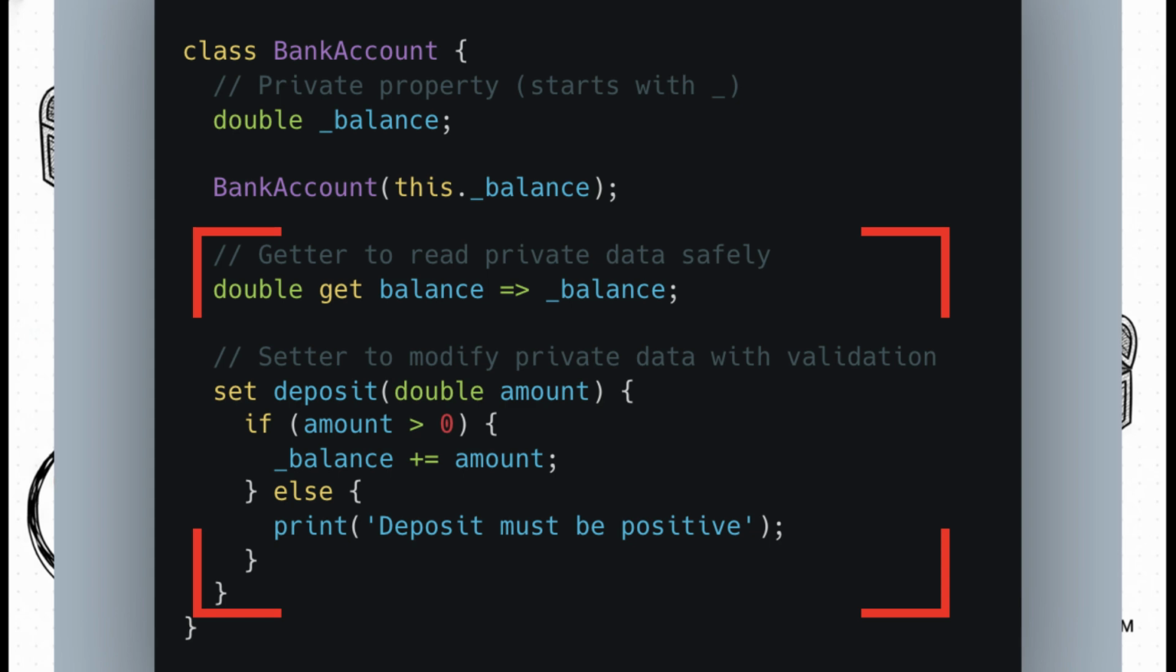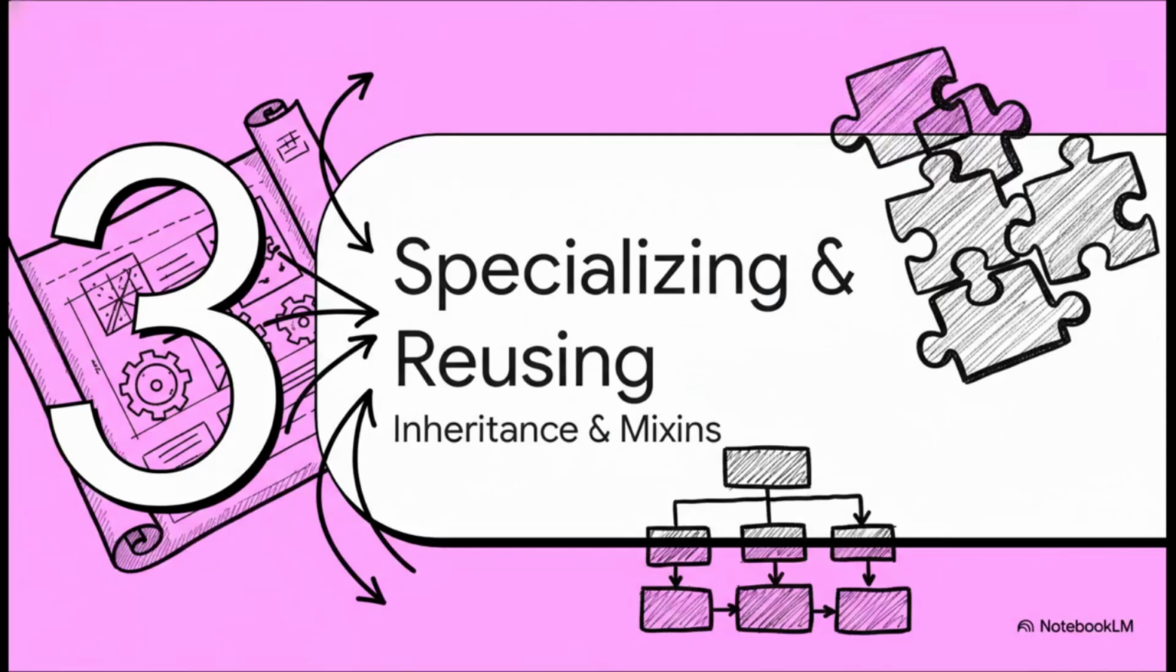So we then control access to these private variables using getters and setters. A getter lets other parts of your code read the value of that private underscore balance, and a setter lets you modify it. But, and this is the really important part, it lets you add some logic, some rules. For instance, inside your setter, you could add a quick check to make sure the new balance amount isn't a negative number. Super useful.